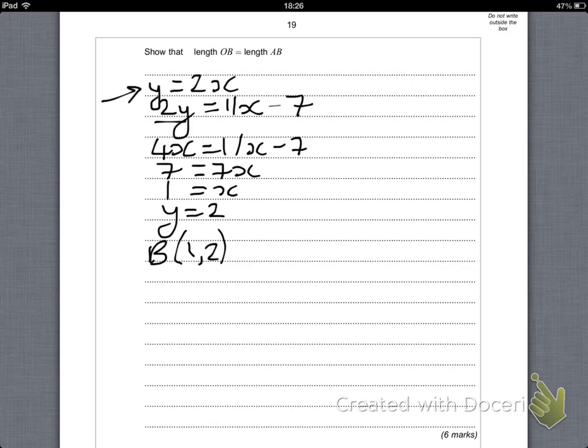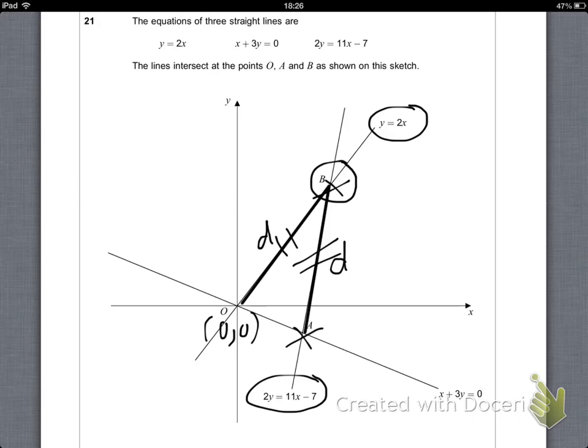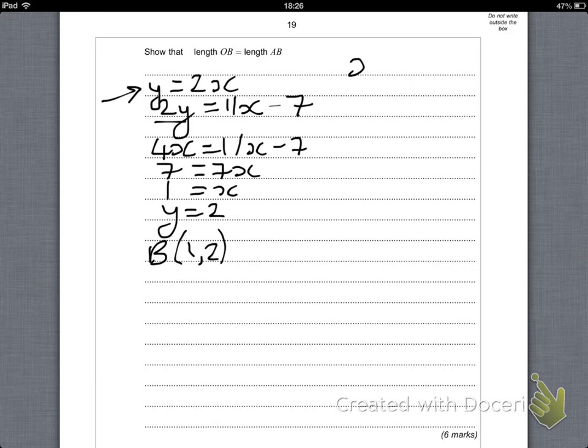So that's B. If you go back, what we need to do now is find the coordinates of A. Now A is the crossing point between this equation here and this equation here. So x plus 3y equals 0. So we'll start up here: x plus 3y equals 0. And the other equation was the one we previously used in the other part, which is 2y equals 11x minus 7. Now, you can rearrange the top equation to read x equals minus 3y, so I'm just going to use that one.